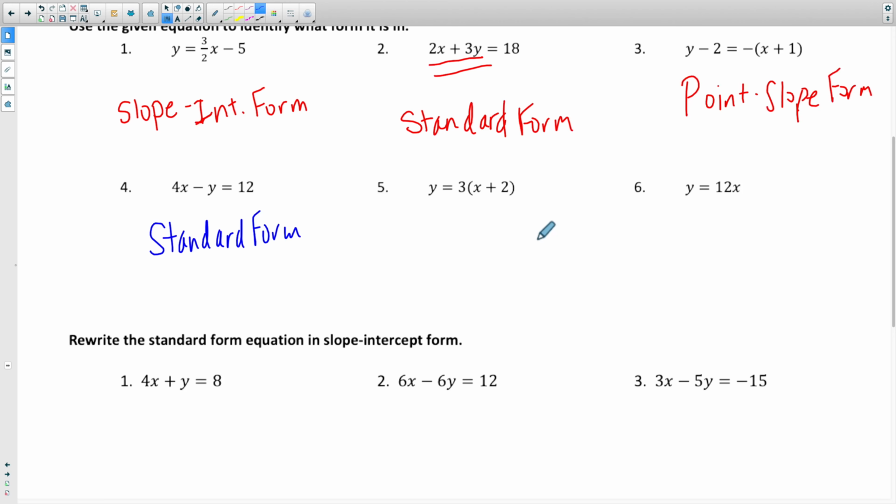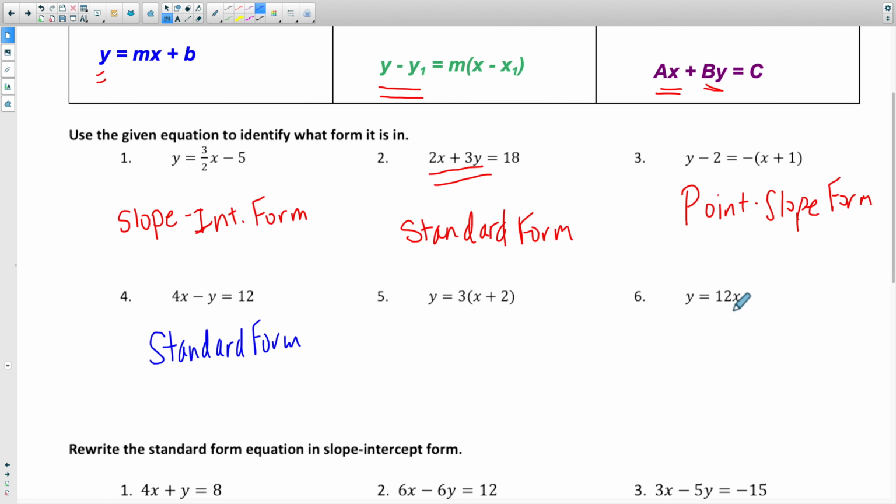But then what's on the right? Because I'm looking at number 6, I'm looking at number 5, and they both have a y just on the left. You know what? I'm going to look at number 6 first and show you something. This is just a y, and then on the right, we have a number times x. Okay, so we have these 3 options. But also, if I wanted to, I could say plus 0 on the end. And if I said plus 0 on the end, now it looks a little bit more like slope-intercept form.